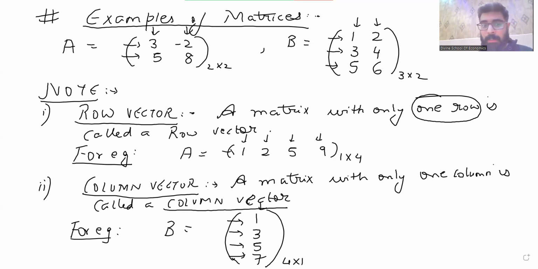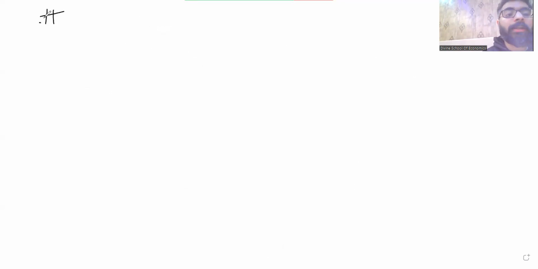So I quickly repeat, a row vector is that matrix which has only one row. A column vector is that matrix which has only one column. Okay, now let us look at a practice question on constructing a matrix when we are given the general order.